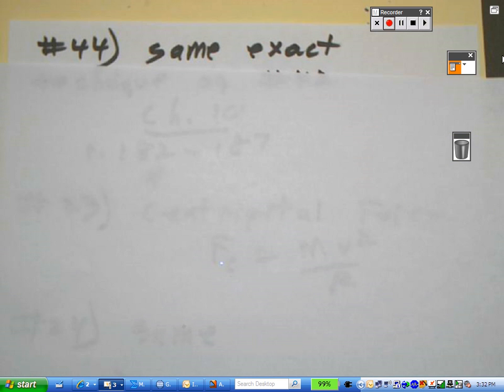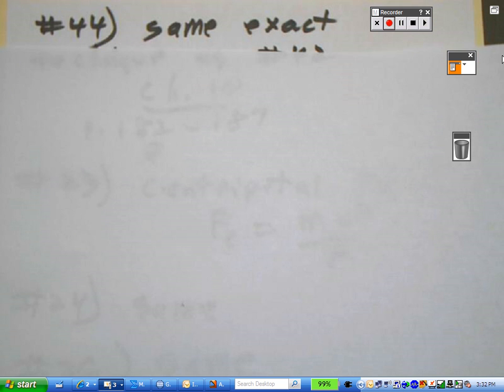Number 44 is the same exact kind of problem. There are some different numbers, but that's all we have, is slightly different numbers. So that shouldn't be too bad.